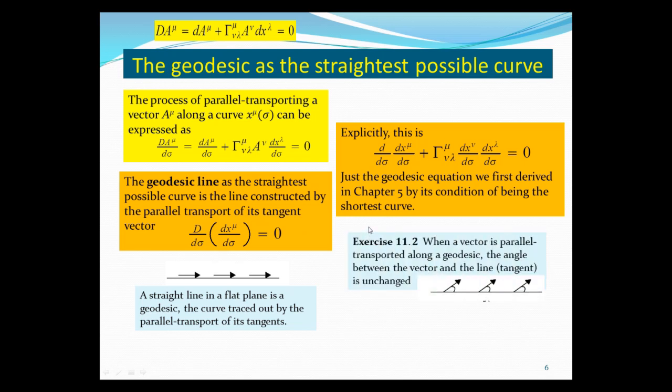One related exercise I like to do is in 11.2. When a vector is parallel transported along a geodesic, the angle between the vector and the line, which is the tangent, is unchanged. When you parallel transport, this angle remains the same, which we'll use when we talk about parallel transport of a vector on a closed path.